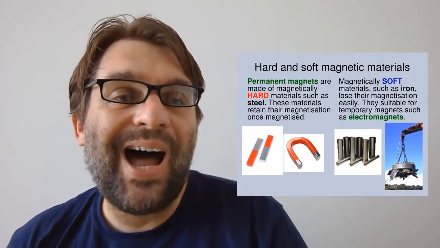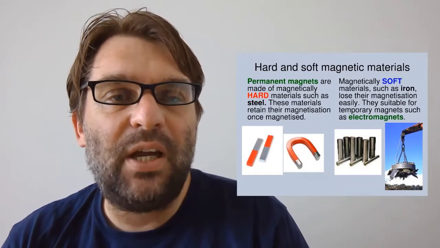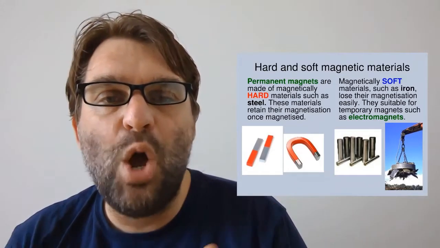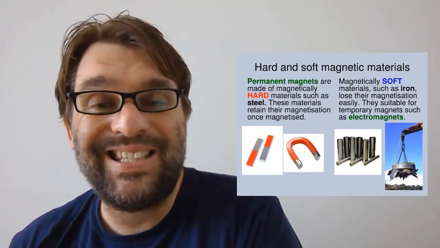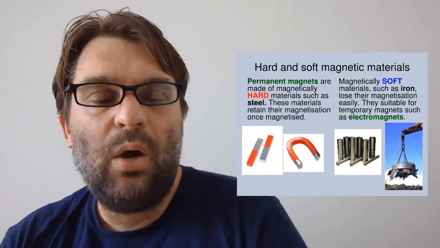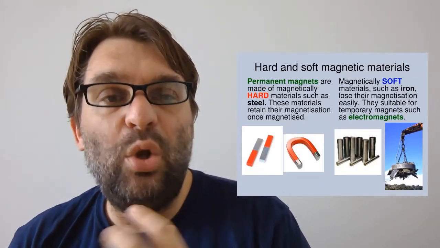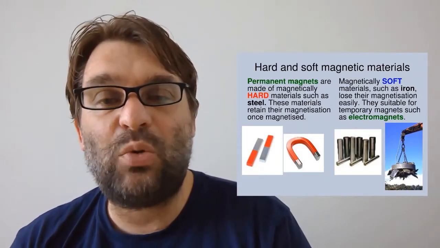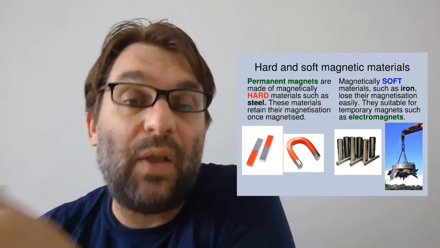So there's also hard and soft magnetic materials. Okay, so hard materials are basically permanently magnetic, like steel. Okay, so once they're magnetized, they stay as magnets. Whereas magnetically soft materials, for example, the metal iron, they lose their magnetism easily. Okay, and that's why they're used as electromagnets. And we'll look at electromagnets in more detail in other lessons.